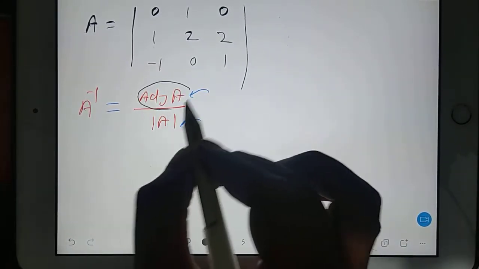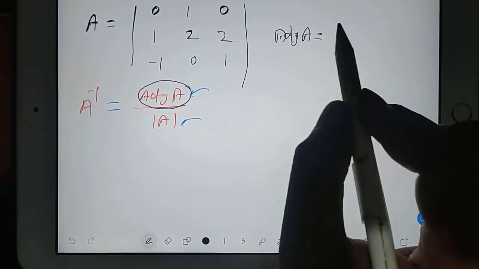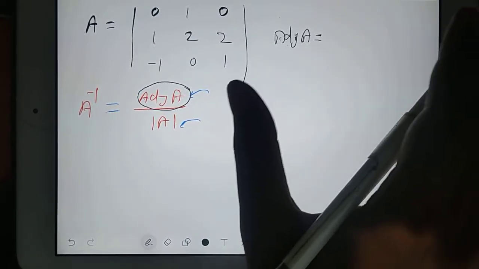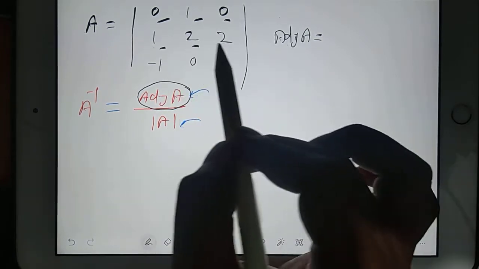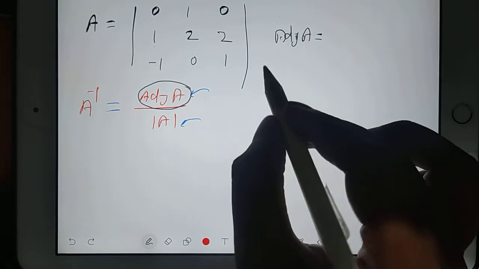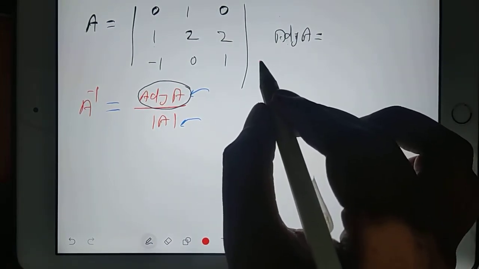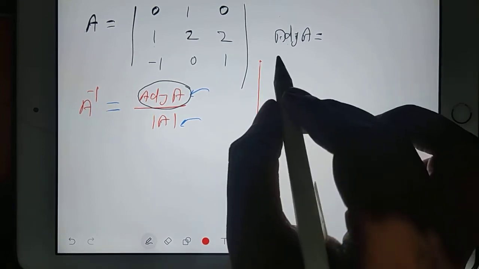So now let's go for adjoint A work. In case of adjoint A, we have to do some heavy work. What is our heavy work? We have to replace all these elements with their cofactors. Okay, so let's replace with the cofactors. So you guys will help me.